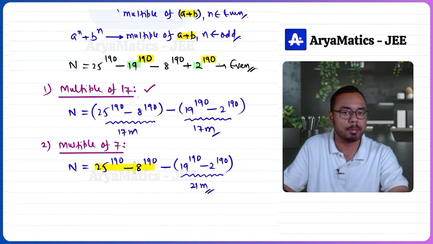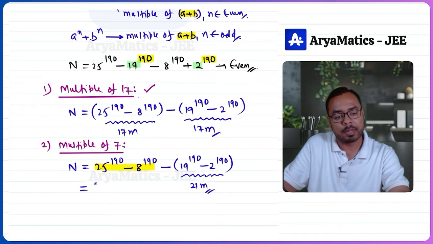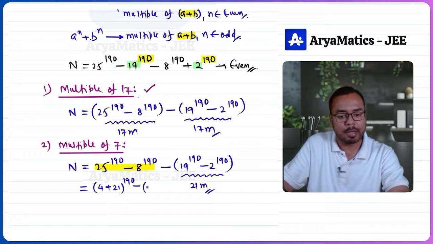We have to see what will be the remainder when you divide this number by 7. So for that, 25 you can write as 4 plus 21 raised to 190, and 8 you can write as 1 plus 7 raised to 190. And now use binomial theorem. So it becomes 4 raised to 190.